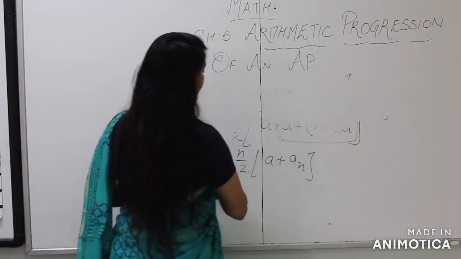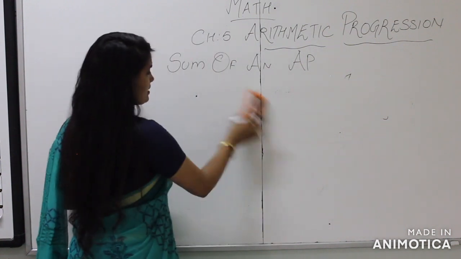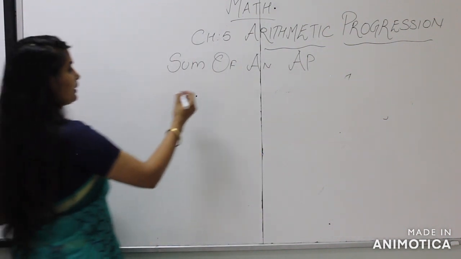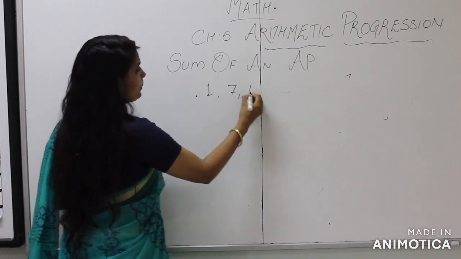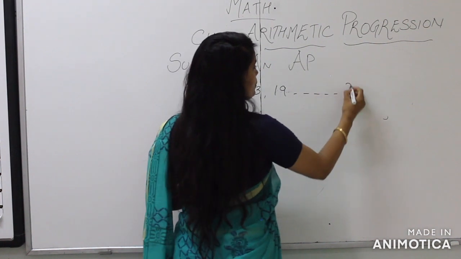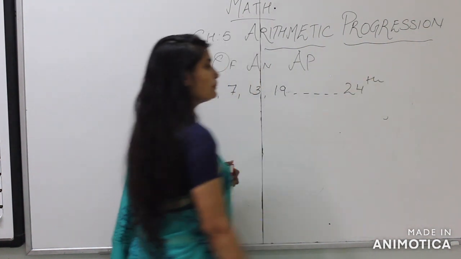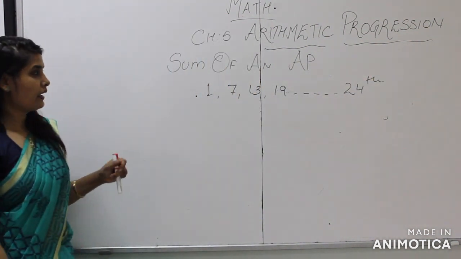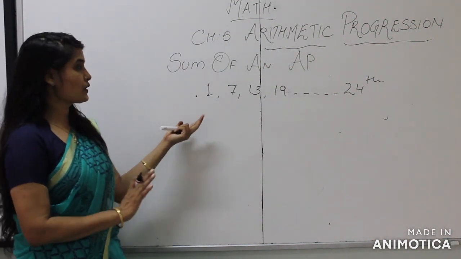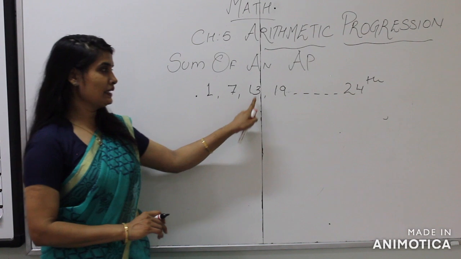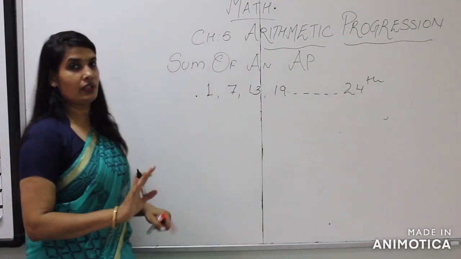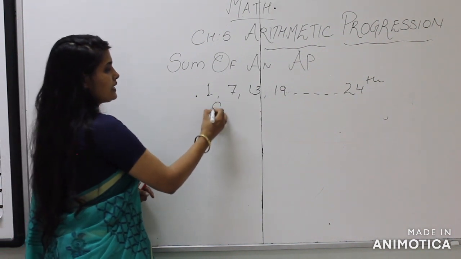Suppose my series is 1, 7, 13, 19. Suppose 24th टर्म तक का सम मुझे फाइंड करना है इसका, ठीक है? अब मैं इसका सम 24th टर्म तक का फाइंड करूंगी. मीन देयर इज नीड नॉट टू डू एडिशन हियर. 1 plus 7 plus 13 plus 19 ऐसा कुछ करने की जरूरत नहीं है. डायरेक्टली विल यूज द फॉर्मूला. ओके. सो फर्स्ट ऑफ ऑल विल चेक व्हाट इज a here.